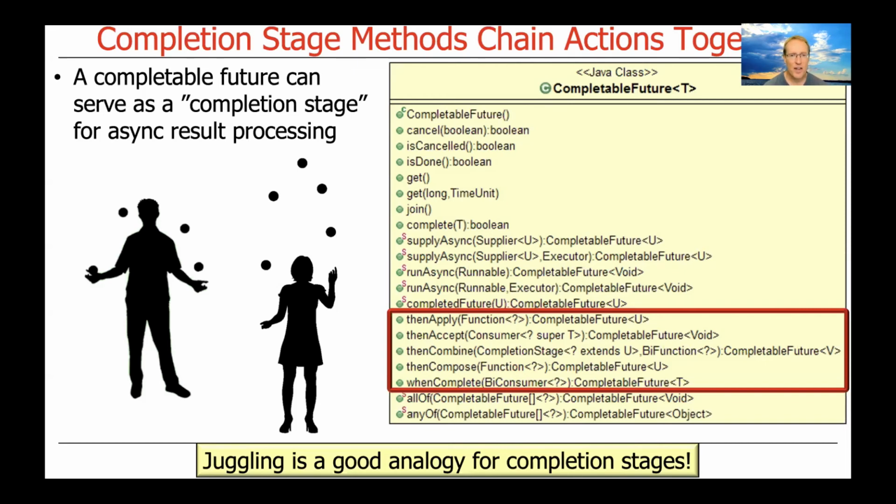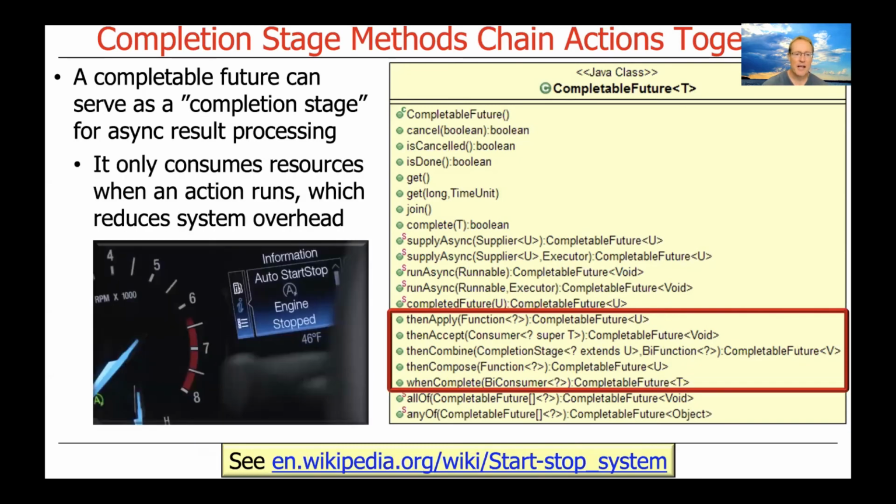Same thing is true with asynchronous processing. As much as possible, you want to keep computations running asynchronously in the background and only process them synchronously long enough to start up the next asynchronous operation in the chain. And why this is useful is it ensures that you only consume resources when an action runs, which will thereby reduce system overhead. So you won't have to sit there idling and blocking. You're only going to be doing computation when something's actually running.